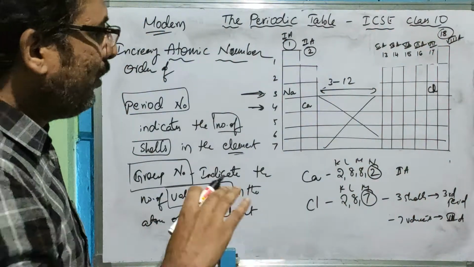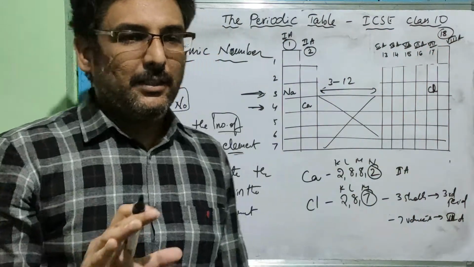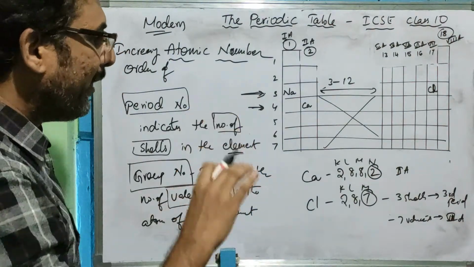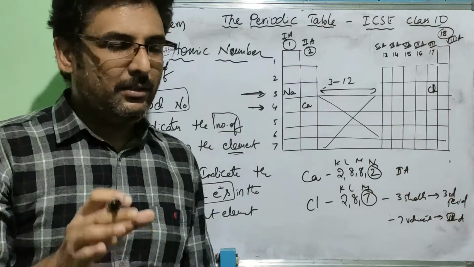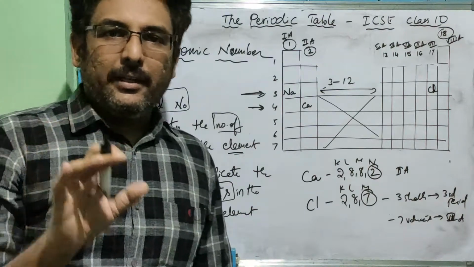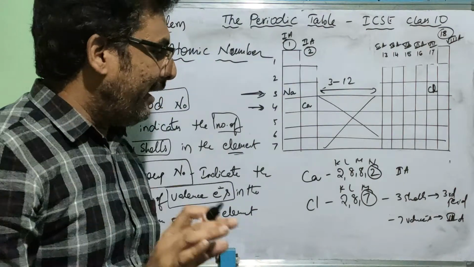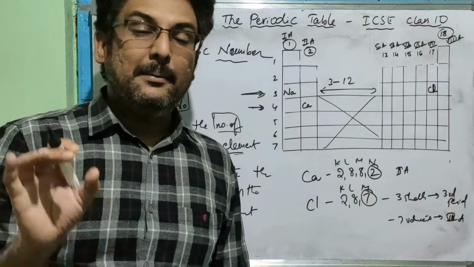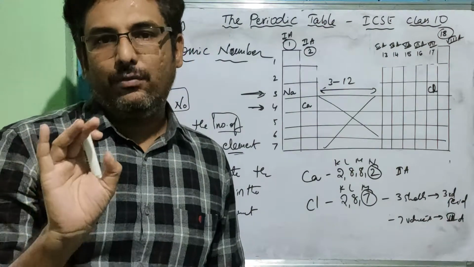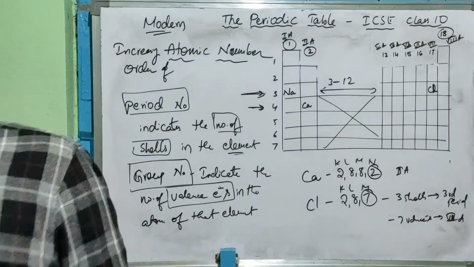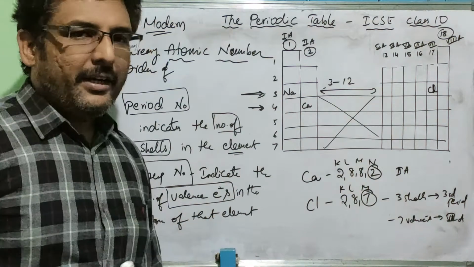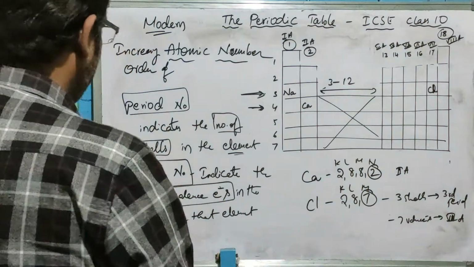So this is how we have to place the elements in the periodic table based on its atomic number, or based on the number of electron shells and number of valence electrons present in the atom of that element. So this is how we can locate the element in the periodic table.